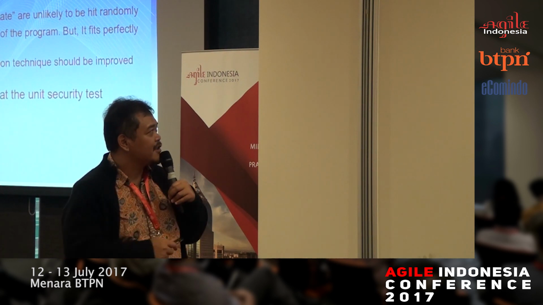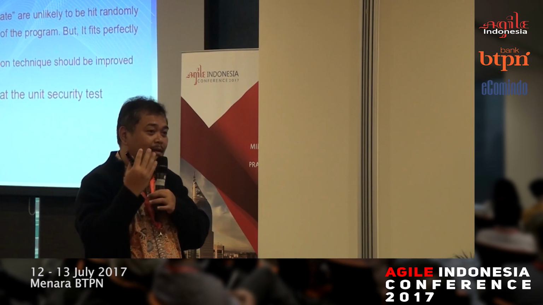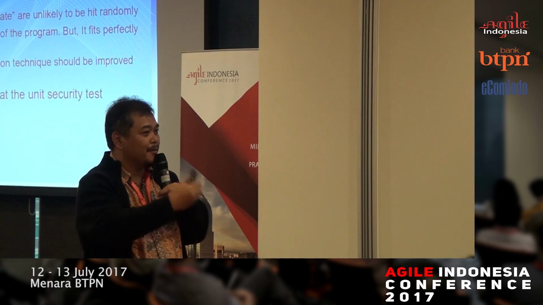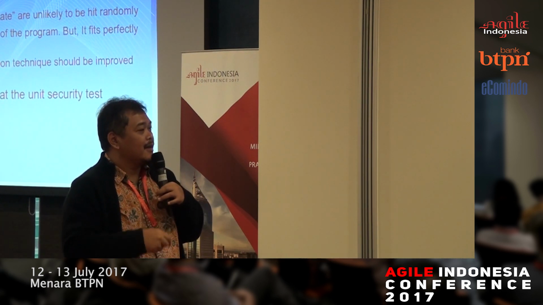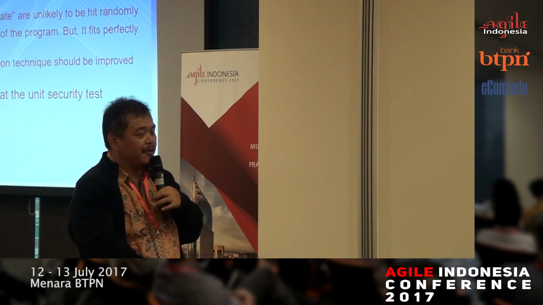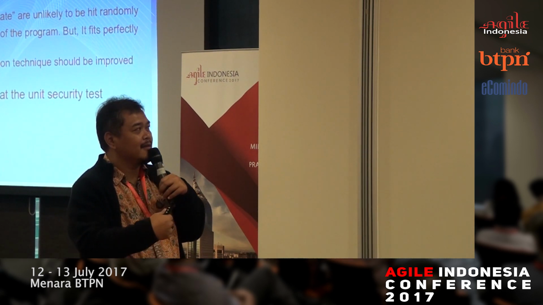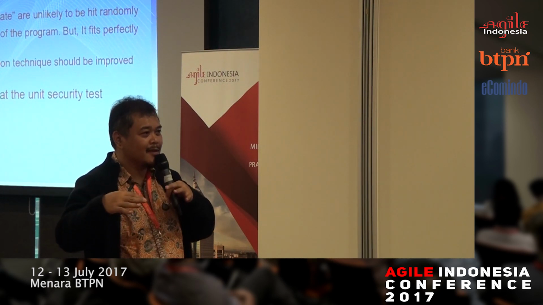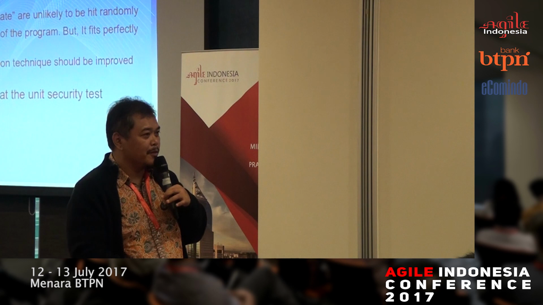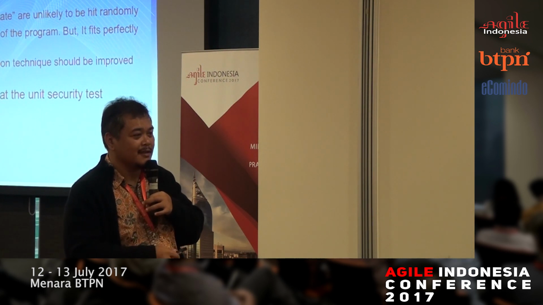So the limitation of fuzz testing is that some insecure states are unlikely to be hit randomly, because it creates random input, right? So there might be some insecure states that are not reachable by hitting them randomly, and it covers only a small part of the program. You cannot do fuzz testing in a very large program. So it fits perfectly for unit testing. The input generation technique has to be improved. So it creates a normal distribution, like a Gaussian distribution, for all possible data, and it needs improvement for better hits. So fuzz testing can be used as unit security tests, actually.